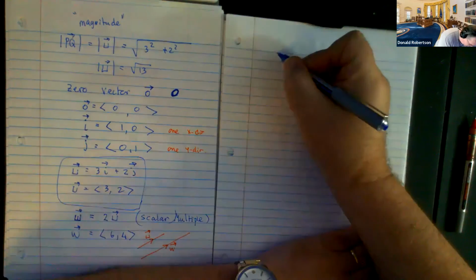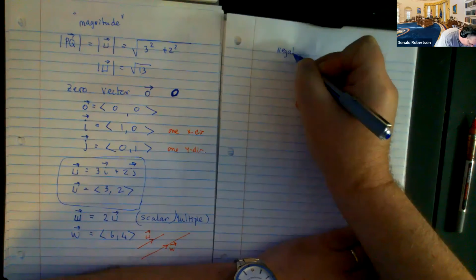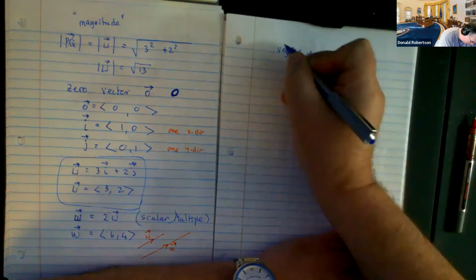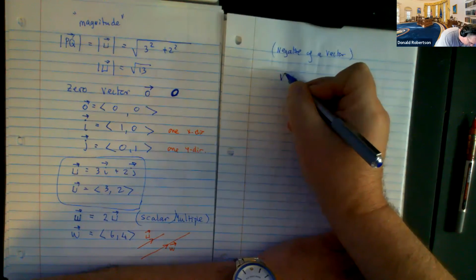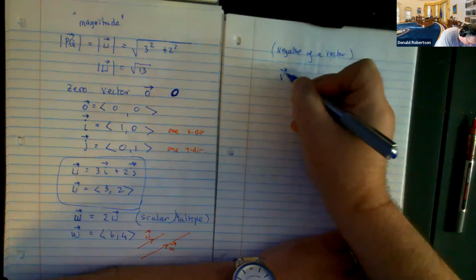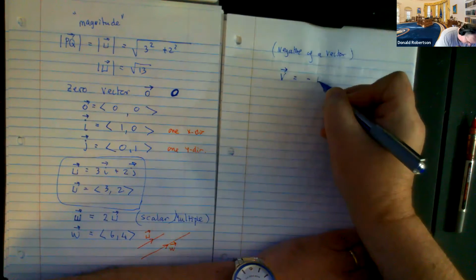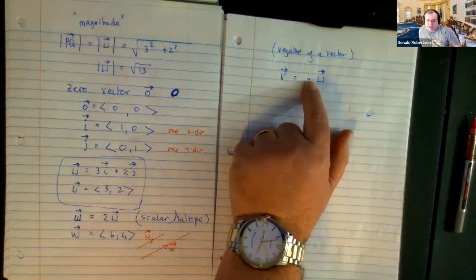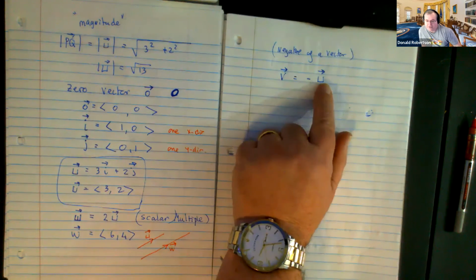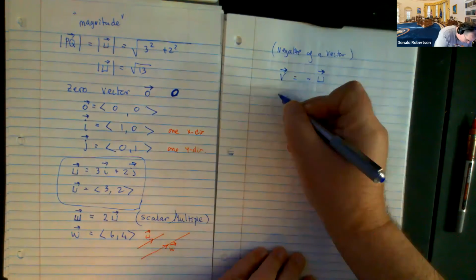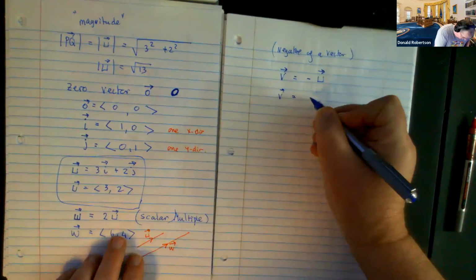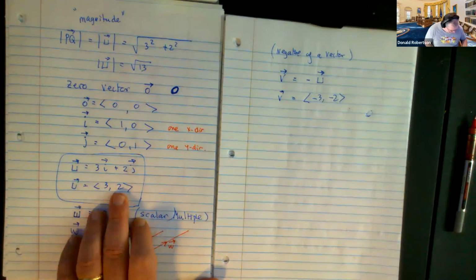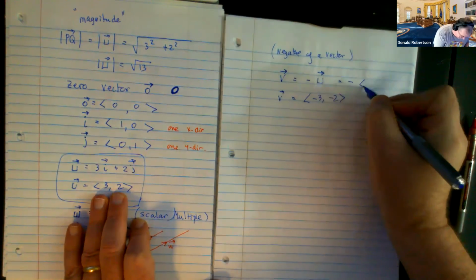And now we're going to look at, what does the negative of a vector look like? The negative of a vector is written as negative whatever it is. In this case then, the negative of this vector would be -3, -2. Are you comfortable with the negative of this vector, right?